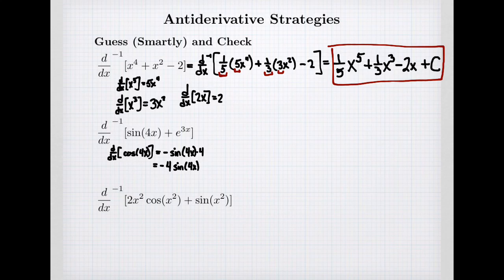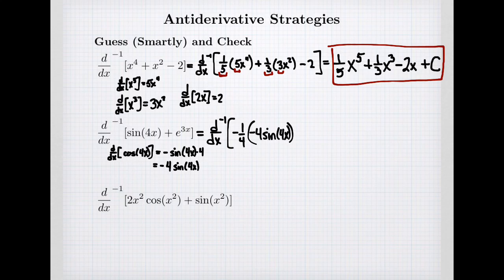Now, what's missing? I have sine of 4x. I need the negative 4. I need to find an antiderivative. I need to multiply by negative 4 sine of 4x because that's an actual derivative. But I need to multiply by the inverse, which is negative 1/4.